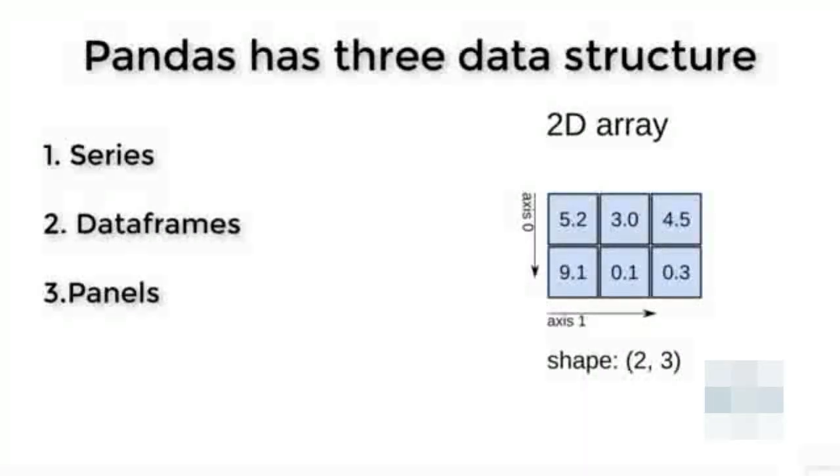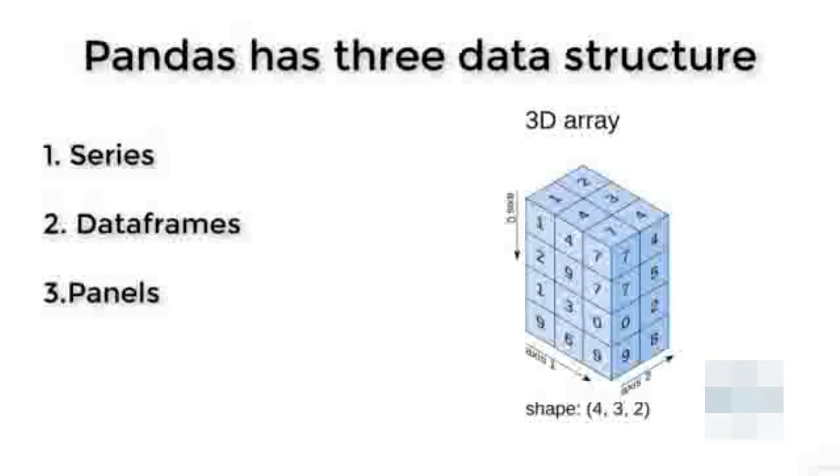A data frame is a two-dimensional labeled data structure with columns, the same as the data we represent in Excel. So a Pandas data frame is nothing but an in-memory representation of an Excel sheet by the Python programming language. Pandas data frame provides various functionalities to analyze, change, and extract valuable information from the given dataset. In the same way, a panel is a three-dimensional labeled data structure.